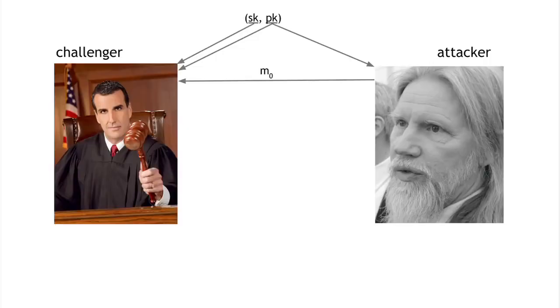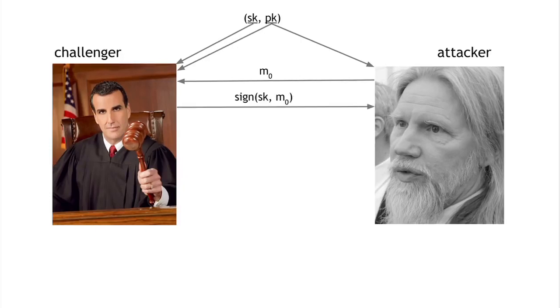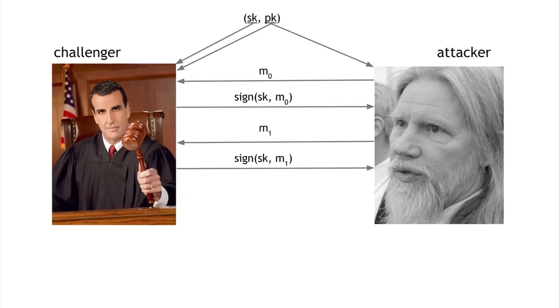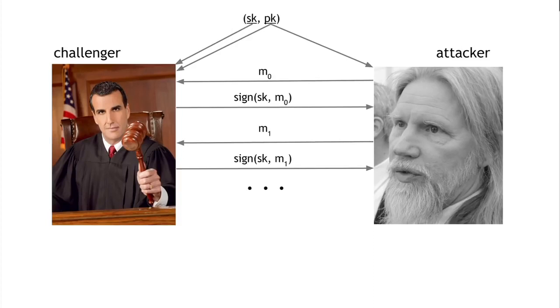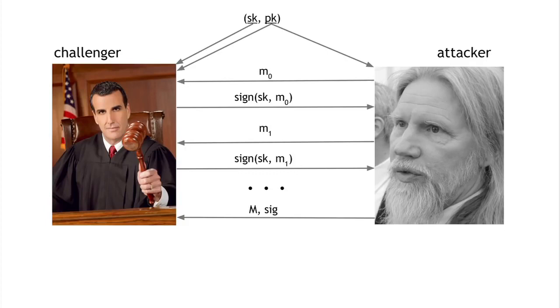The attacker is going to send over a message M0 to the challenger, and the challenger is going to sign that message and send the signature back. The attacker can look at that, scratch his head a little bit, and send over another message, M1. The challenger will sign that. And we do that for as long as the attacker wants. The attacker can send over any sequence of messages he wants and get signatures on them. Once the attacker is satisfied that he's seen enough signatures, and we're going to let him see only a plausible number, then he's going to pick some message M that he wants to forge a signature on, and he's going to try to forge a signature.